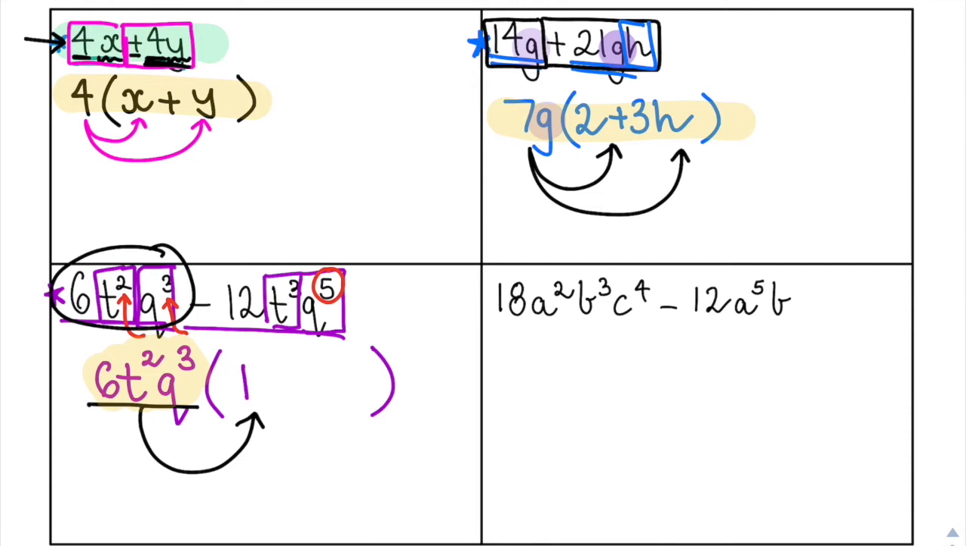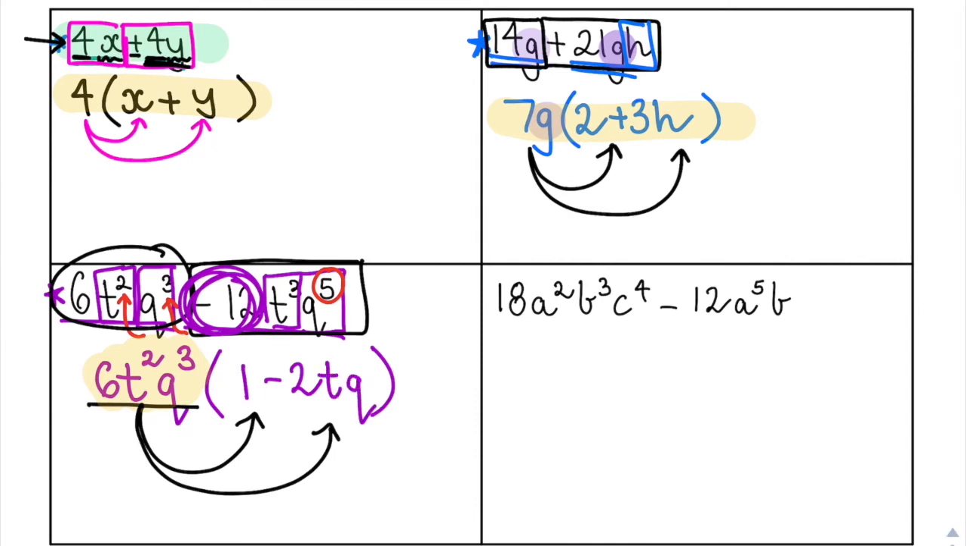So we'll just pop a 1 there. Now we need to ask ourselves, 6t squared multiplied by q to the power of 3 times what will give us this second term? Well, 6 times negative 2 will give us the negative 12 here. We've still got some t's and q's to fill out.